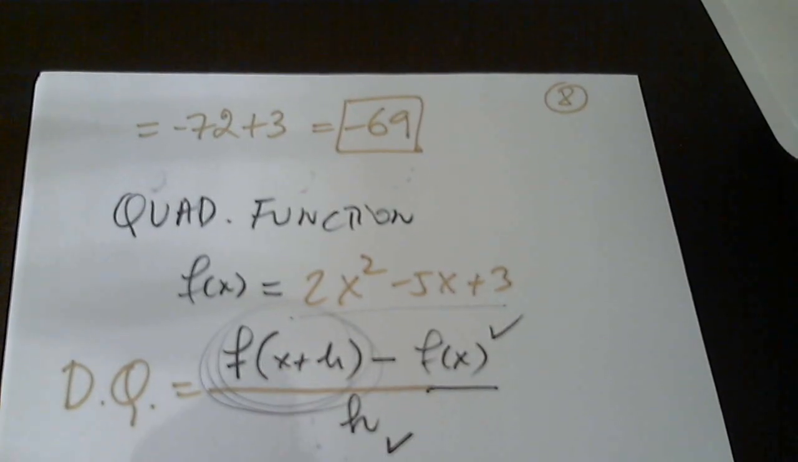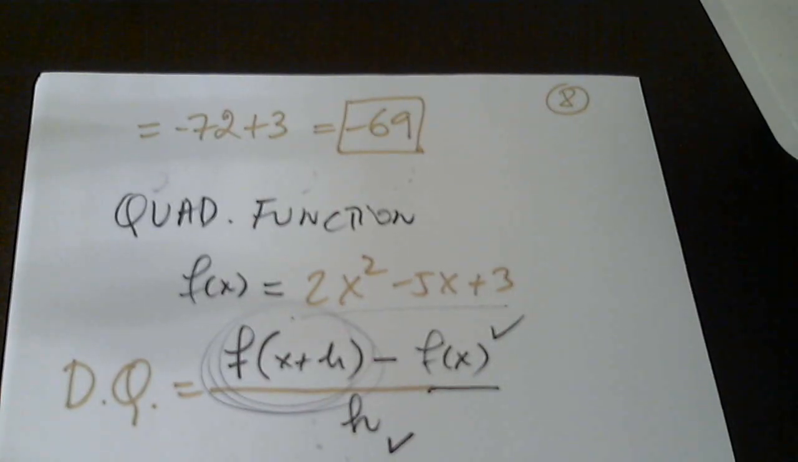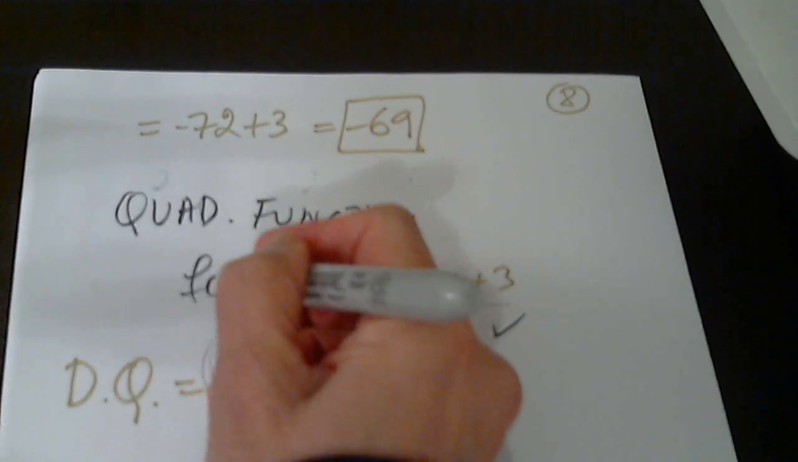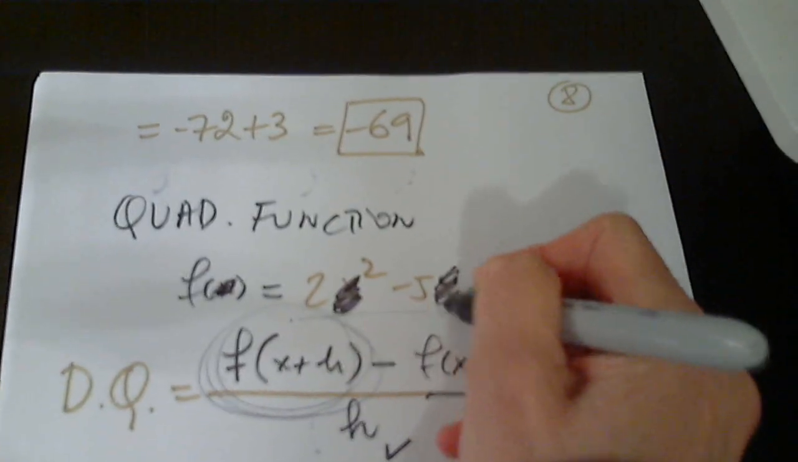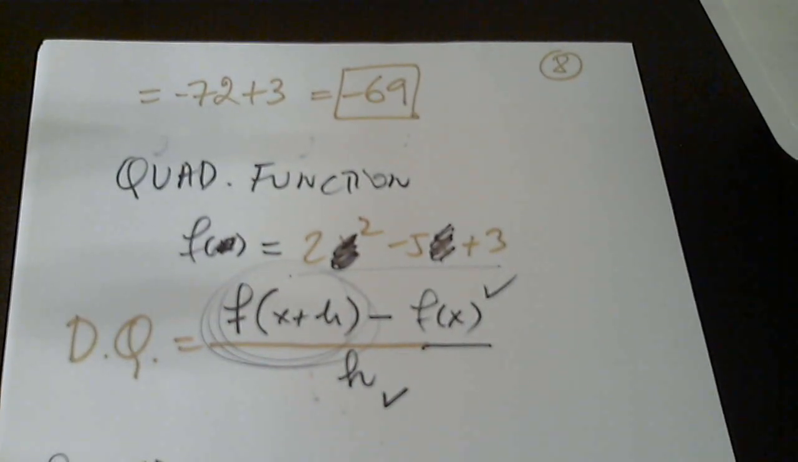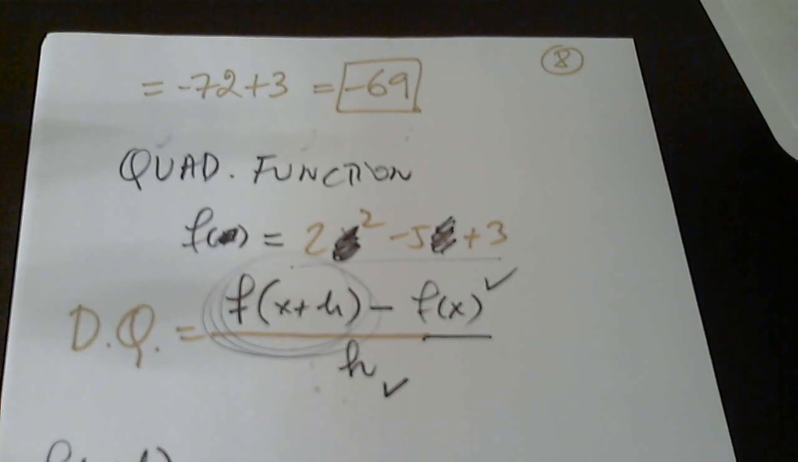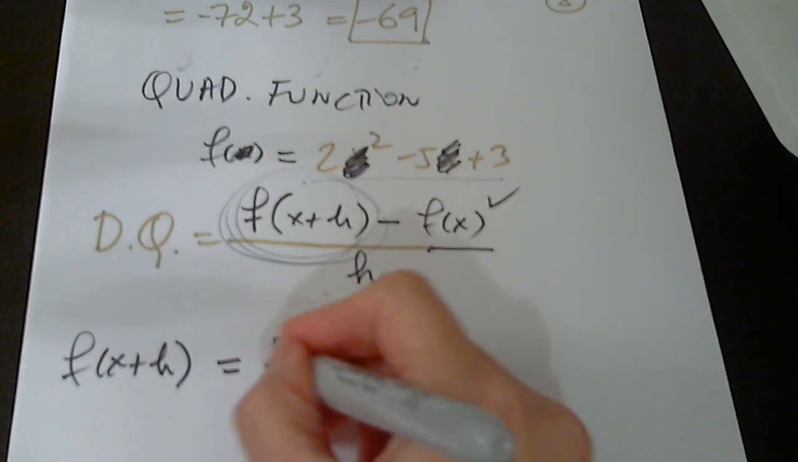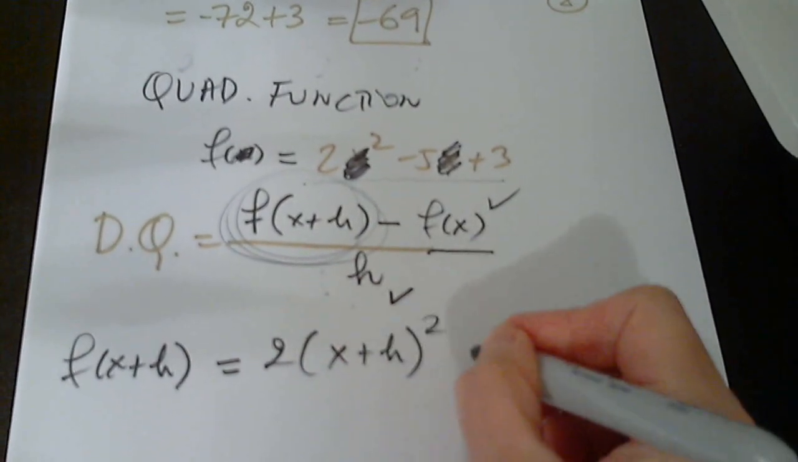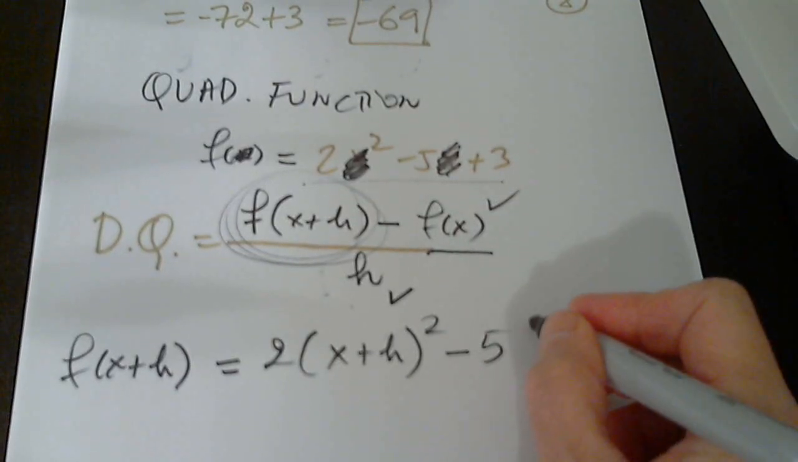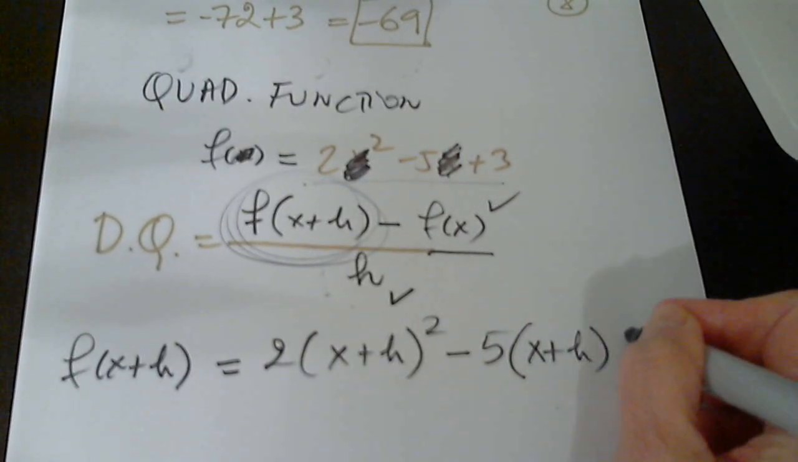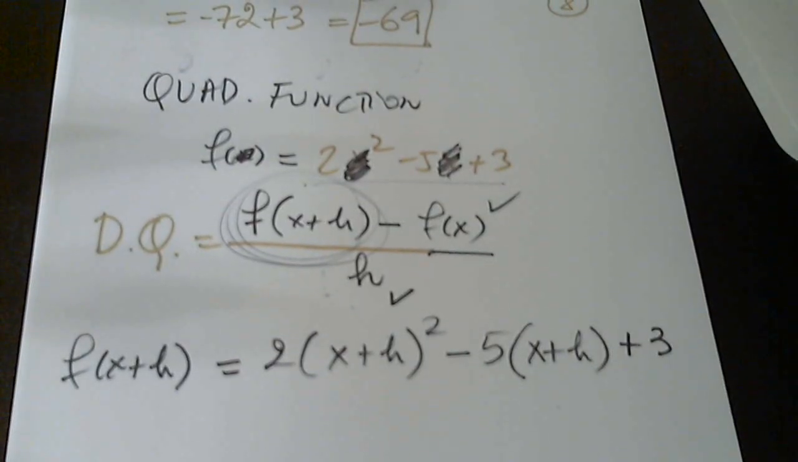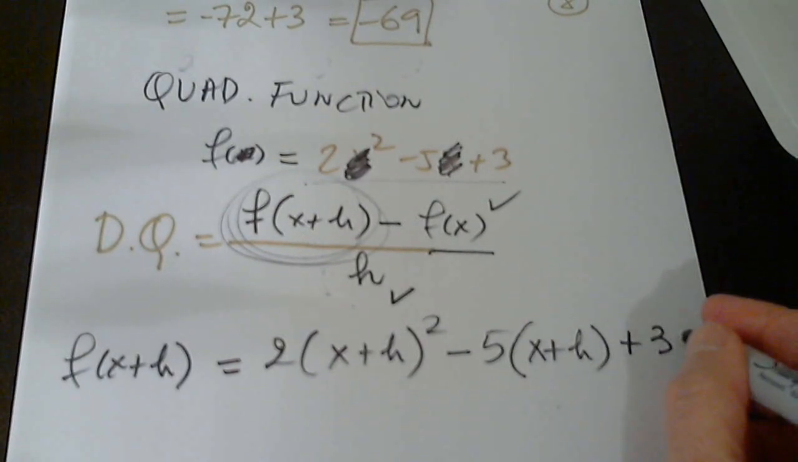We'll take it aside. Remember, what does the function say? That's what the function says. 2 times whatever squared minus 5 times whatever plus 3. How do I write that for f of x plus h? 2 parentheses x plus h squared minus 5 parentheses x plus h plus 3. Good. Excellent. Thank you very much.